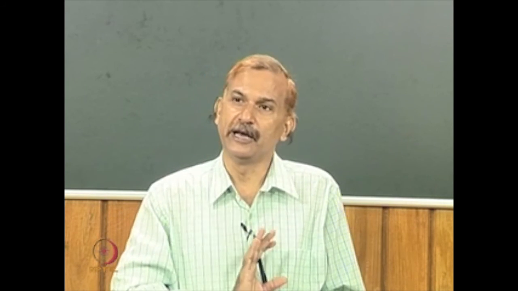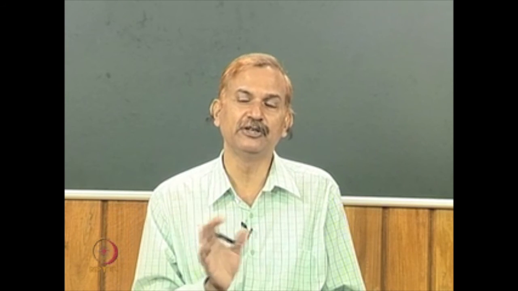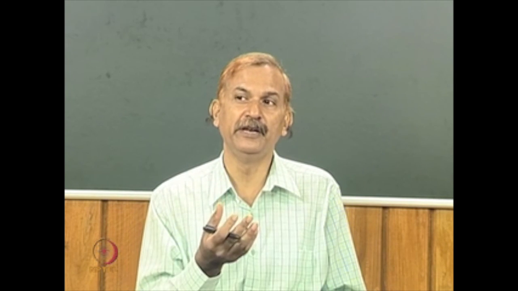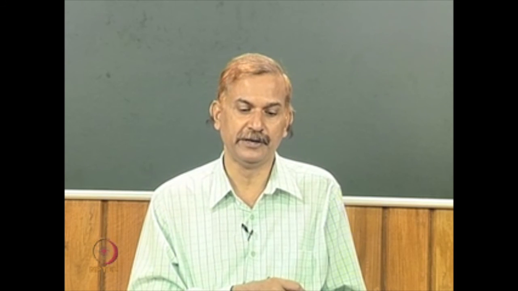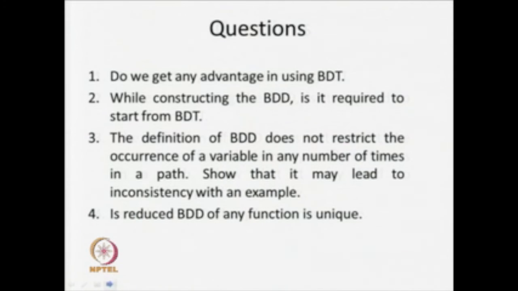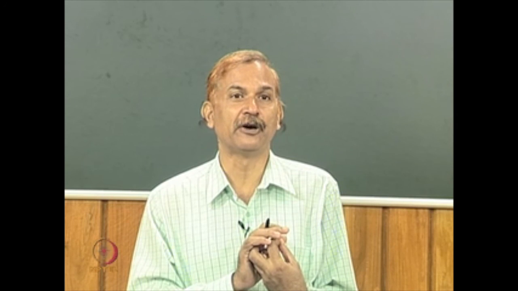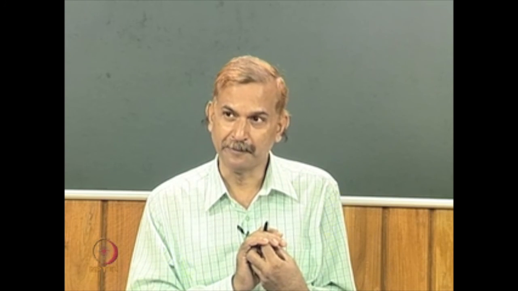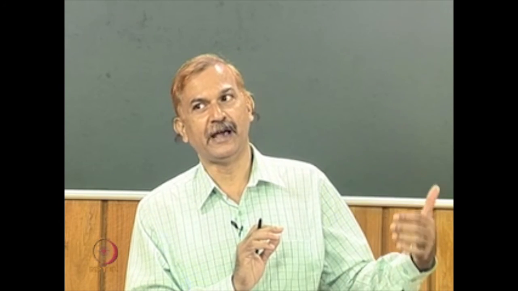So, as such we are not getting any advantage, but for clarity I am just mentioning what BDT is, and from BDT we can use the reduction rule and we can get the BDD. Now, second question: while constructing the BDD, is it required to start from BDT? Again, I think it is a very simple answer. After listening to my lecture, you can very well say no, because BDT can again be viewed as a repetitive application of our Shannon expansion. Okay. That means one way is we can construct the BDT and apply the reduction rule.